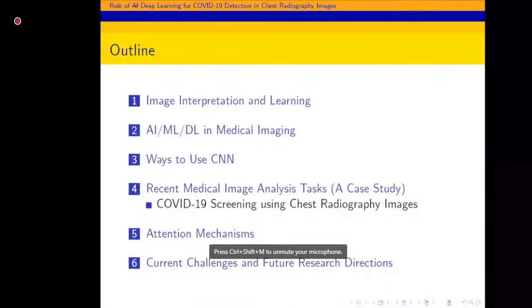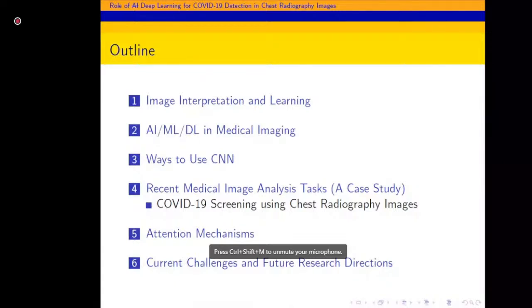Then I'll talk about one of the most popular types of deep learning architecture that has been extensively used in many computer vision tasks, which is nothing but convolutional neural network. And also I'll talk about the different ways to use convolutional neural network to solve a wide range of medical image analysis problems. The problem I've chosen for this talk is a very recent one that we all know: how to detect COVID-19, right?